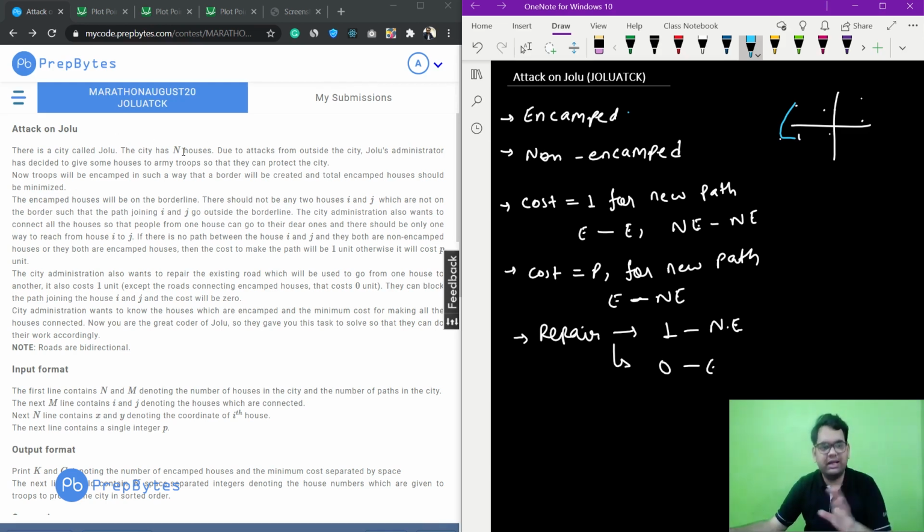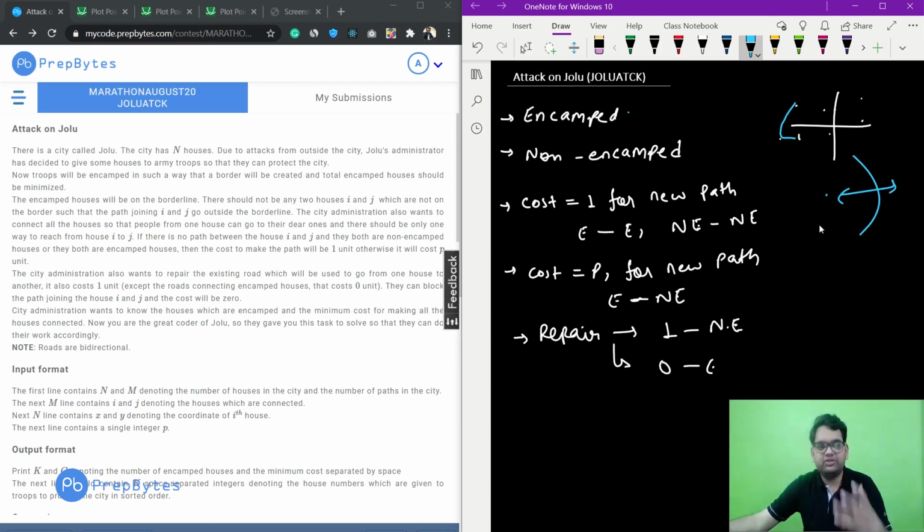Okay, so there are n houses. Due to attacks from outside the city, Jolu's administrator has decided to give some houses to army troops to protect the city. Now the troops will be encamped in such a way that the border will be created and the total encamped houses should be minimized. So the border should contain the minimum number of houses. The encamped houses will be on the border line. There should not be any two houses I and J which are not on the border, such that the path joining I and J crosses the border. Such a border we need to create.